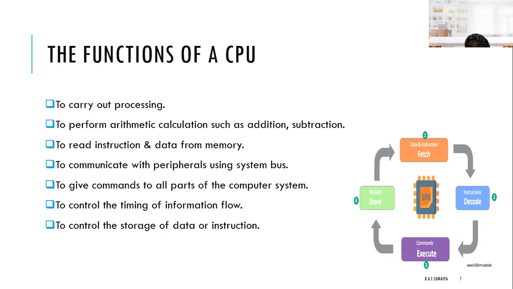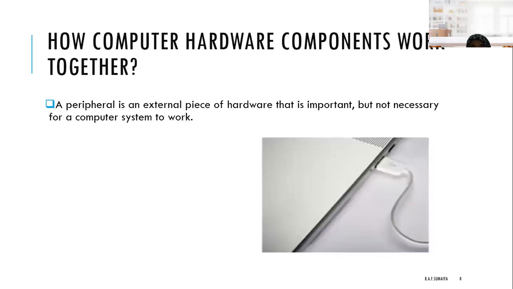First, data and instructions are fetched, second, instructions are decoded, and third, commands are executed, and the required results are stored and displayed. How computer hardware components work together. A peripheral is an external piece of hardware that is important but not necessary for a computer system to work.